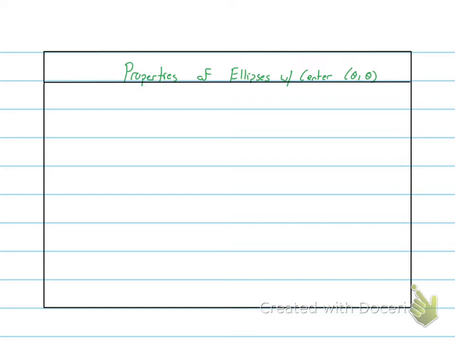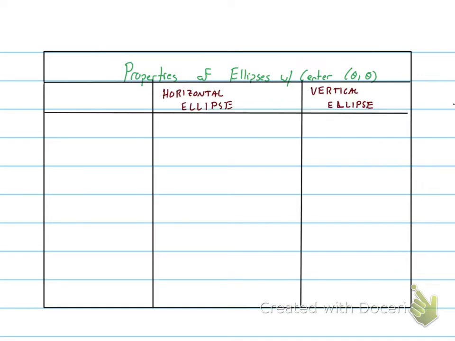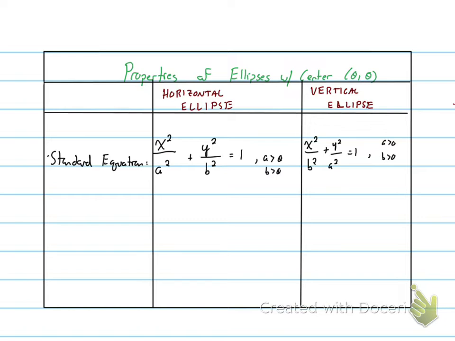Finally, let's look at properties of an ellipse. These change a little bit depending on whether it's horizontal or vertical. Definitely make sure you have these written down and highlighted, starred, something that you can easily refer back to in your notes. The standard equation for a horizontal ellipse would be x squared over a squared plus y squared over b squared equals 1, given that a and b are greater than 0. For a vertical ellipse, very similar, but one small thing changes here. My equation would be x squared over b squared plus y squared over a squared equals 1.